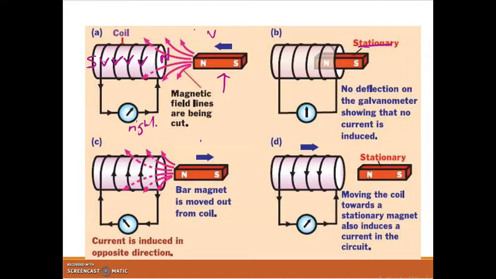Alright, for this one, the permanent magnet bar is moving away from the coil, so the magnetic flux will be decreasing. So to increase the magnetic flux, the coil near the permanent magnet bar will behave like a south pole. This one is north pole. So again, using our right hand grip rule, our galvanometer turns to the left. Alright, this one is also stationary. There is no induced current.